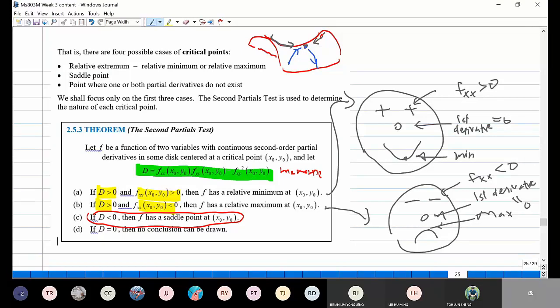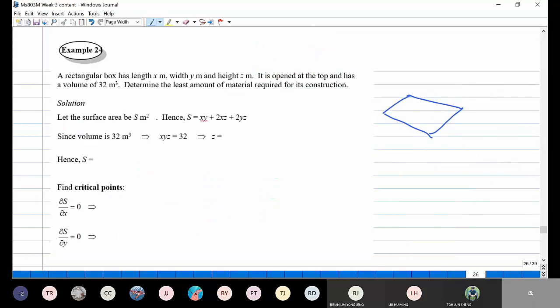Okay. So next example now, you have a rectangular box. So draw a rectangular box first. The length is x, width is y, the height is z. Okay, so all this information is there. Open top. So the top is open, no surface. Open top now. So this is open top. And the volume is 32.